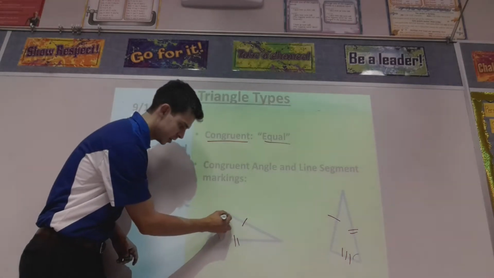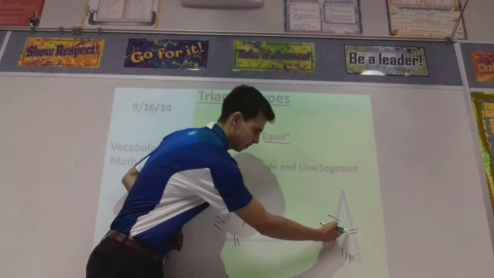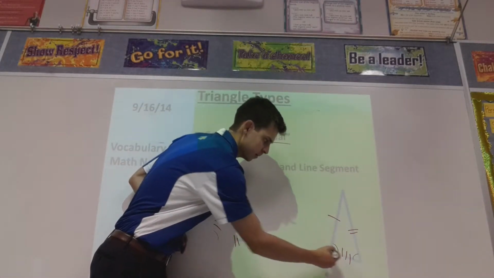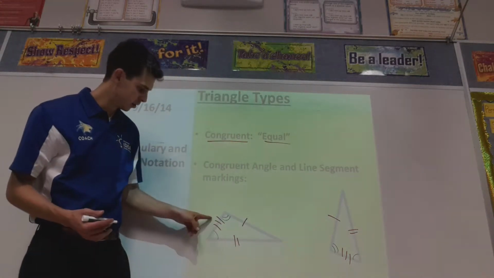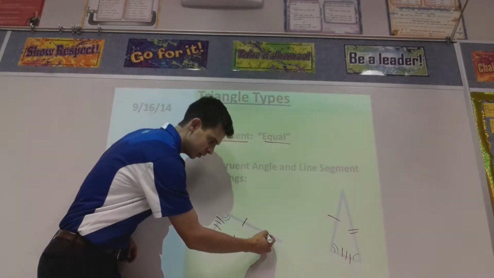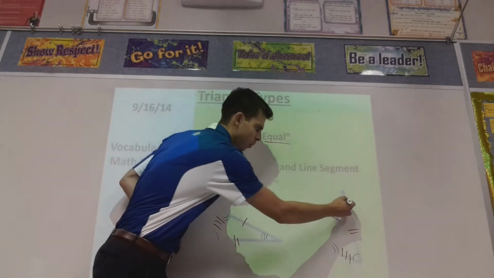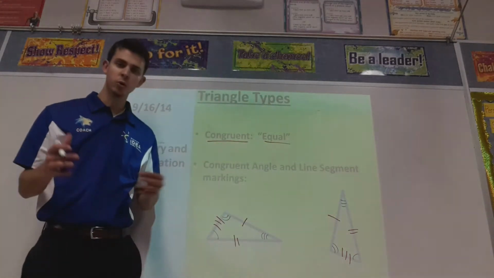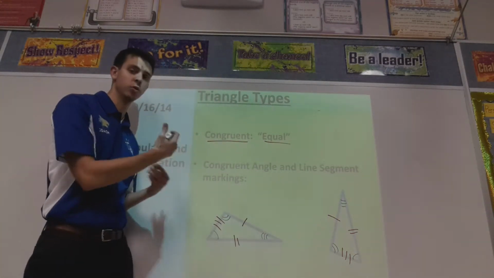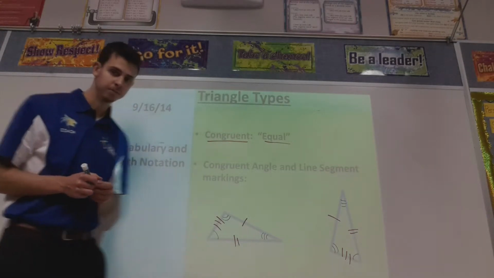Now let's do the two. This one is congruent with this one. And finally, the three tallies. 1, 2, 3. 1, 2, 3. So those are all just labels indicating the congruent sides and angles.